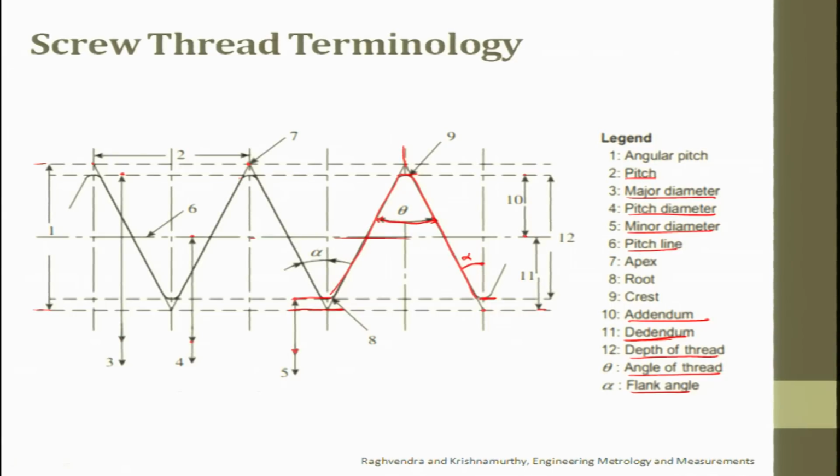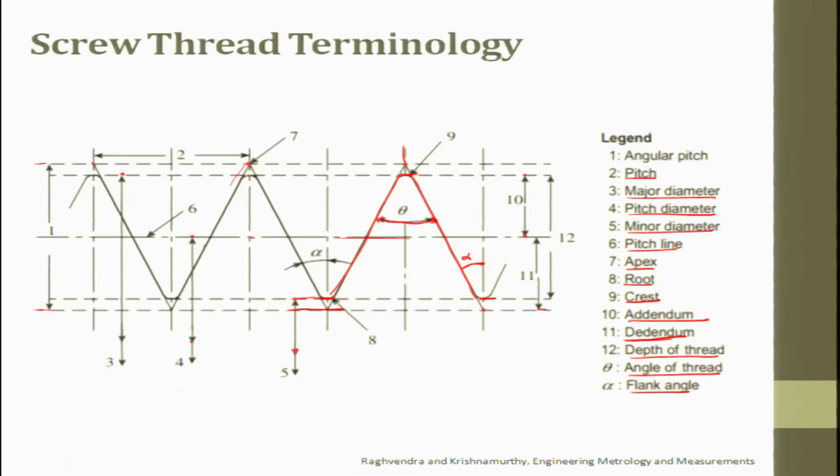Then we will see what is apex. If you extend the flat planes and they meet at a point, that point is called the apex. In the same way, at the bottom, wherever they meet, it is called the root. The portion touching the imaginary line is called the crest. So, crest happens on the top, root happens at the bottom.